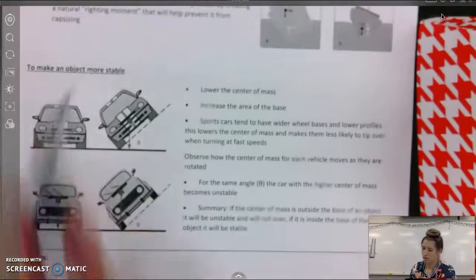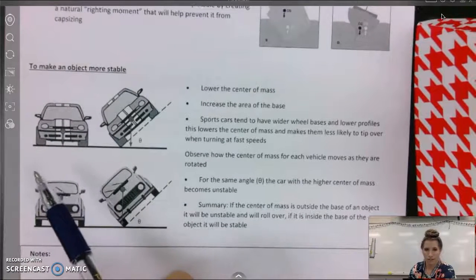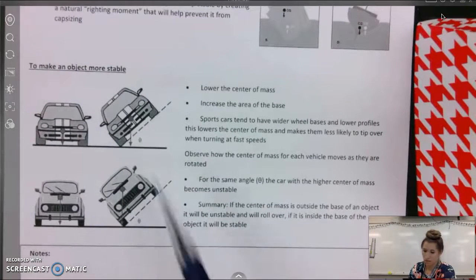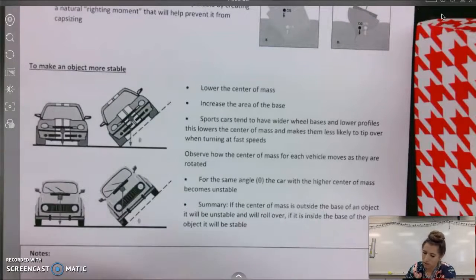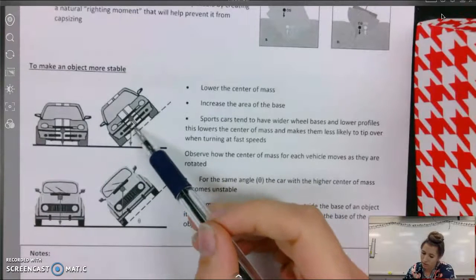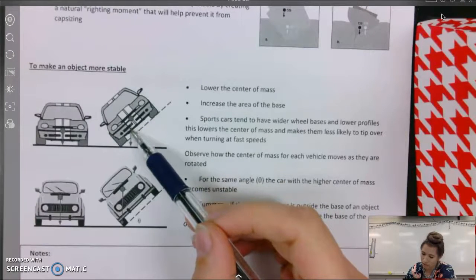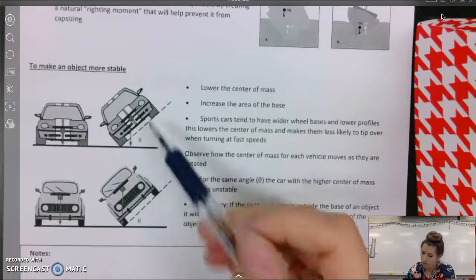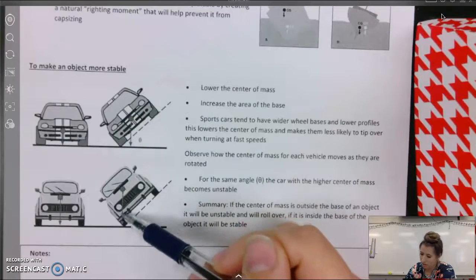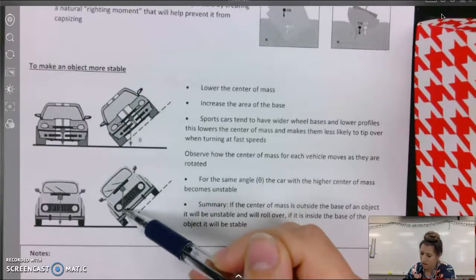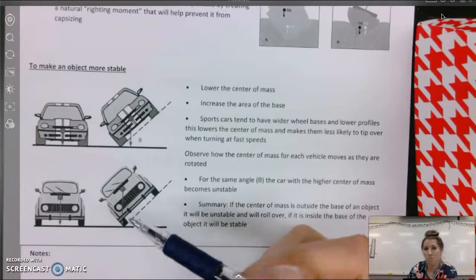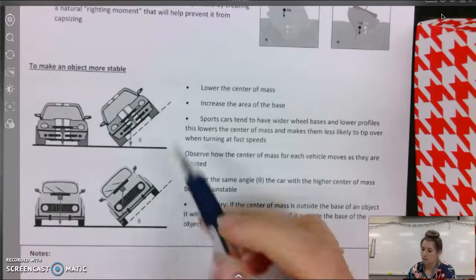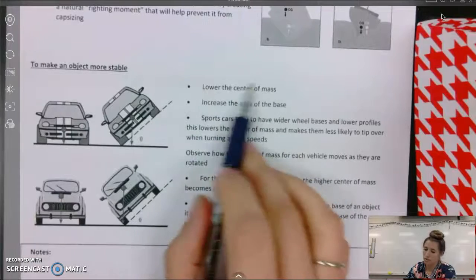Okay. So if we look at these cars here, they're at the same angle. Okay? 2 things that are helpful to these vehicles. First, if we lower the center of mass, so if the center of mass is here, but we lower it, that helps with stability. So lowering the center of mass, that's the first part of it.